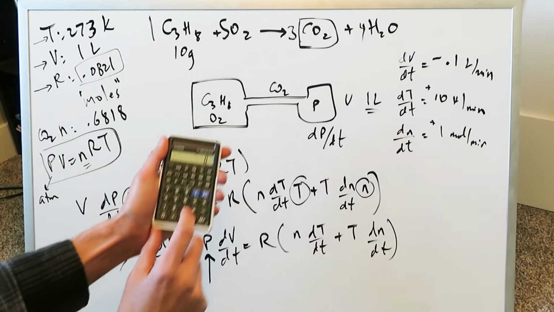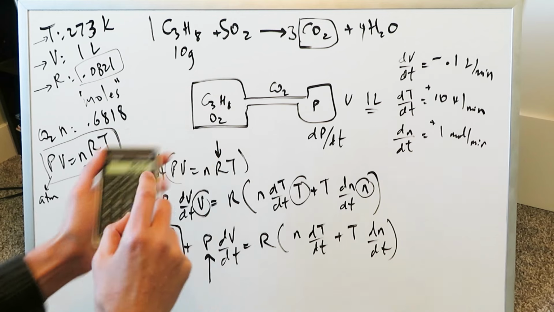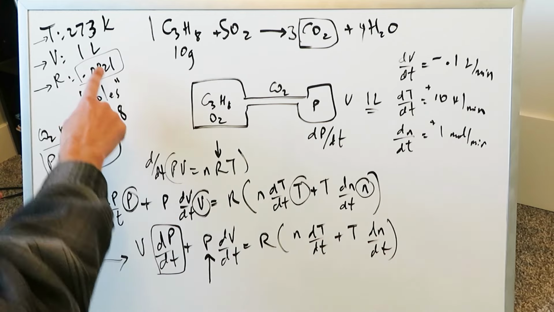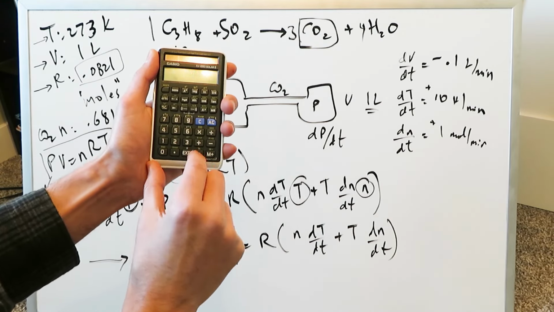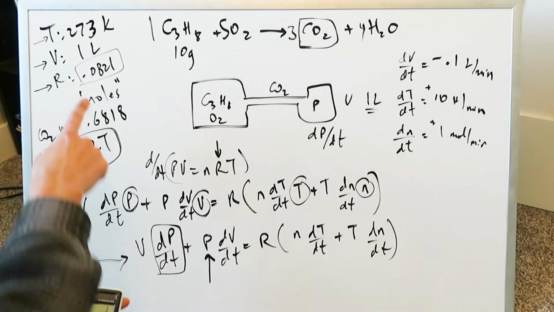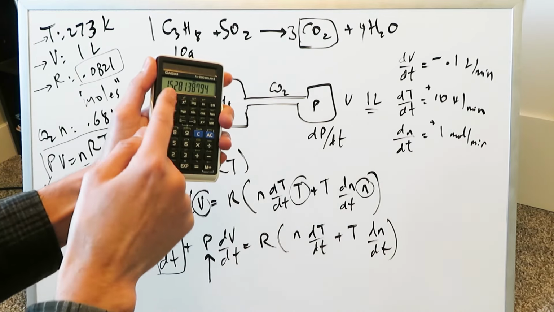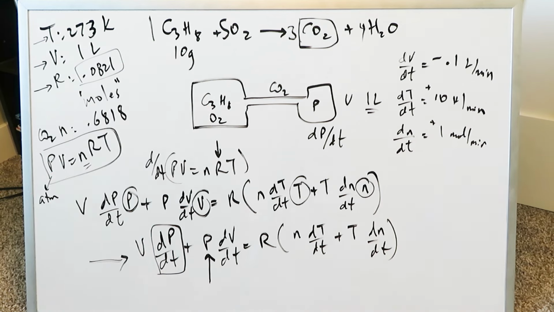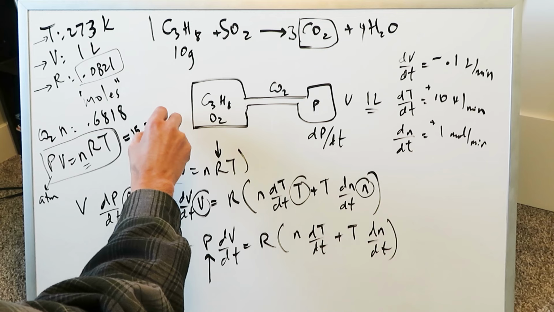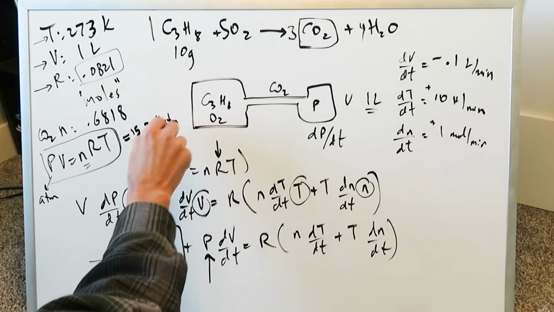I have an n which is 0.6818. I calculated that at the very beginning using the factor label method from that equation, multiplied by the rate constant 0.0821, times the temperature 273, divided by 1 liter, and that tells me my pressure is 15.28 atmospheres.